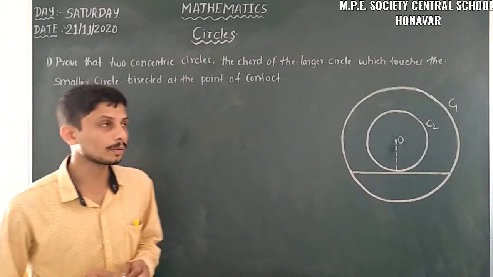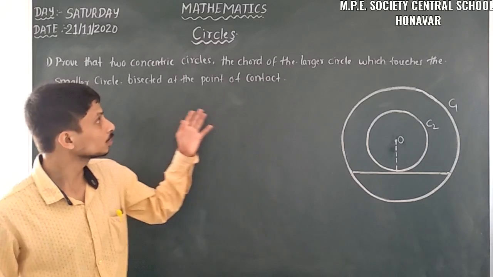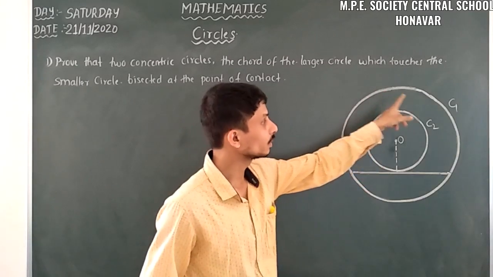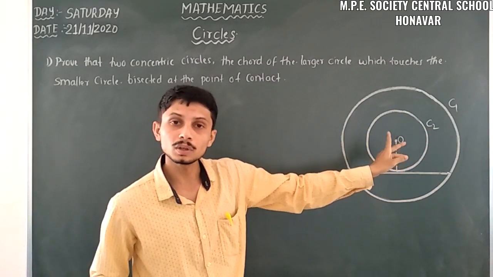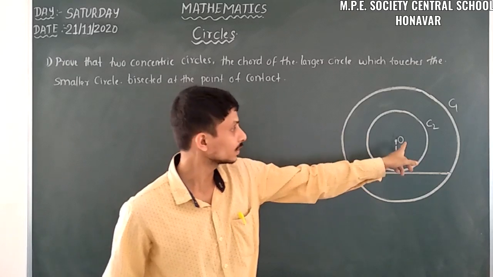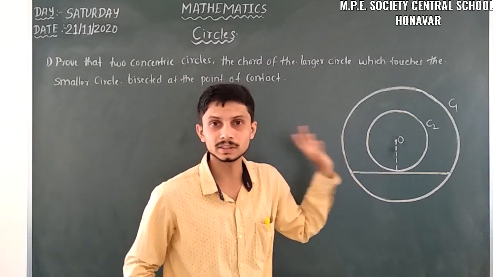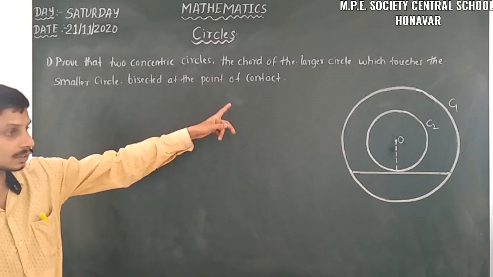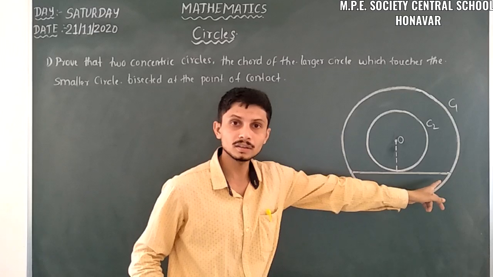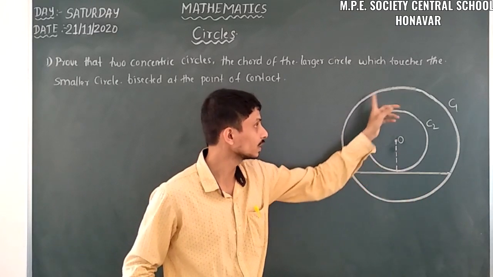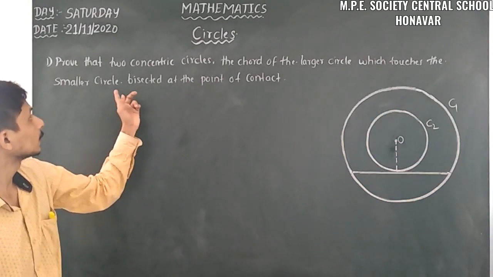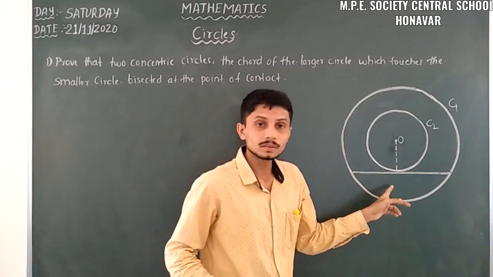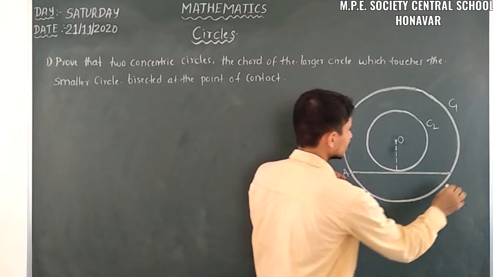Let us take the first problem of this video. Here we have two concentric circles. Two concentric circles means we have two circles having only one center. Here the center O is common for C1 and C2, and the chord of the larger circle touches the smaller circle. Here we draw a chord for C1 which touches the smaller circle and is bisected at the point of contact. I will take this as AB.